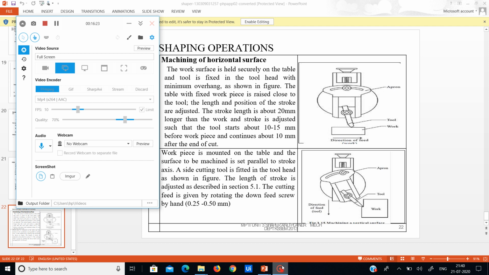In the next class I am going to explain the slotter machine and also the planer machine, so that you will be completing the slotter and also the planer machine. In the next class we are going to study slotter, planer and broaching machines.